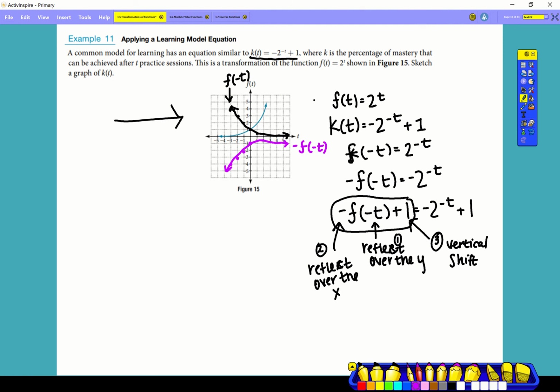And now I'm going to have to add 1 to every y. Let me get a color. We'll do blue right here where it says plus 1. That is a vertical shift. Remember, if it's on the outside, it goes with its sign. So it's positive, so it's going to go in the positive direction. So I'm going to move up 1. So that's going to be this. And this is negative f negative t plus 1, which is equal to k of t.